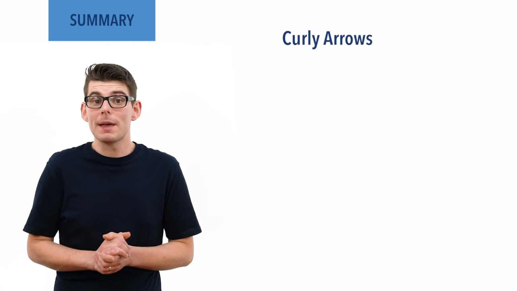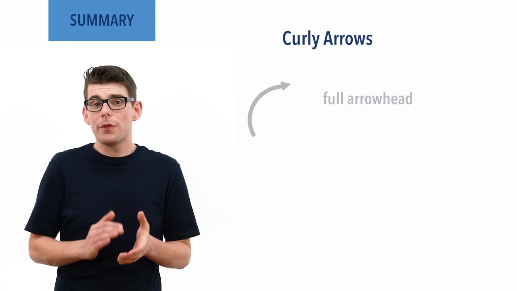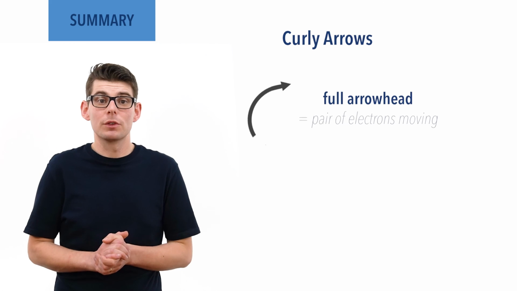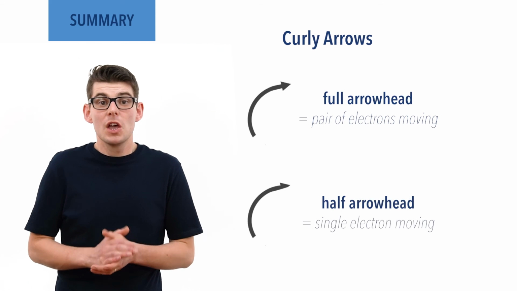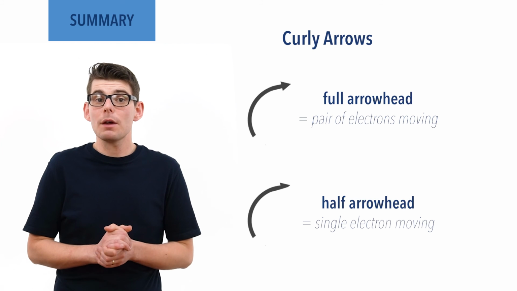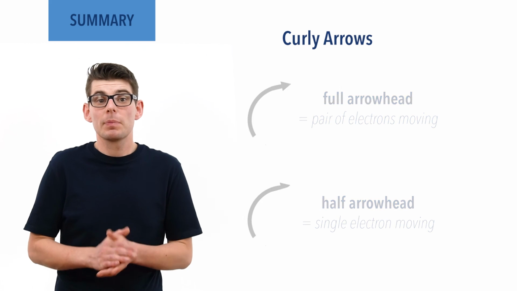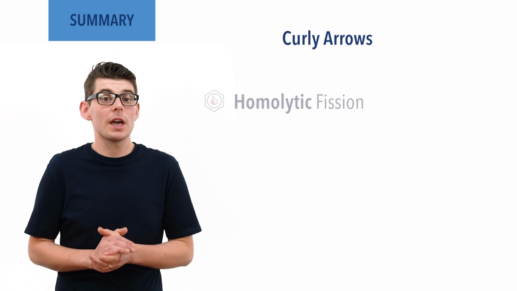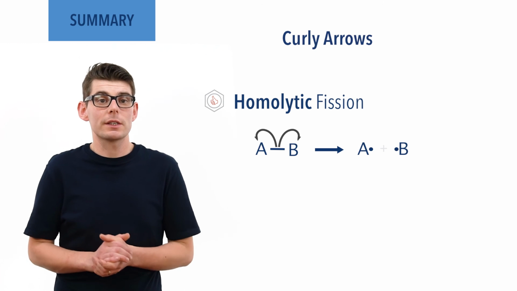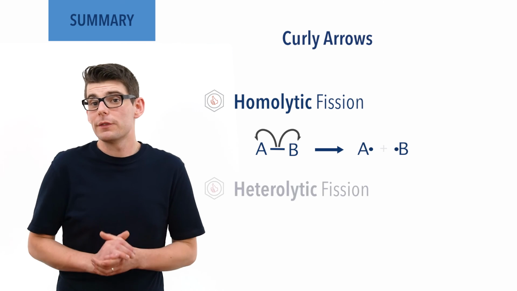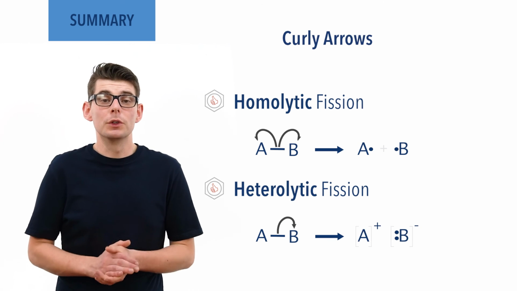Curly arrows are drawn in mechanisms to represent electrons moving in reactions. A full arrowhead represents a pair of electrons, and a half arrowhead represents a single electron. Curly arrows are always drawn with the arrowhead pointing towards where the electrons are moving to. For homolytic fission, two curly arrows, each with a half arrowhead, go from the middle of the bond to each atom. For heterolytic fission, one curly arrow with a full arrowhead goes from the middle of the bond to one atom.